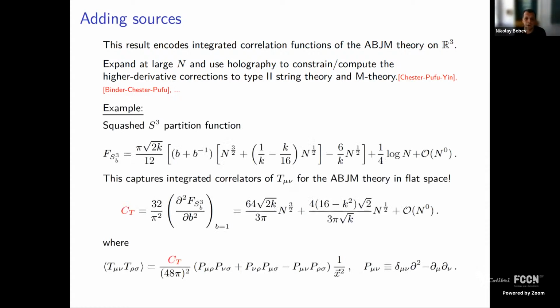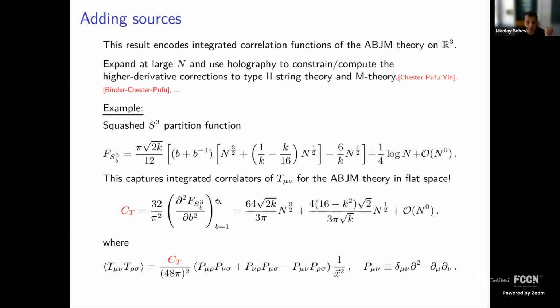Okay, all these lofty words can be made very specific in a simple example. So I use the sphere, turn off the masses, but only turn on this squashing deformation. And I claim from the formula above that I have an exact expression, up to exponentially suppressed terms, of the free energy.